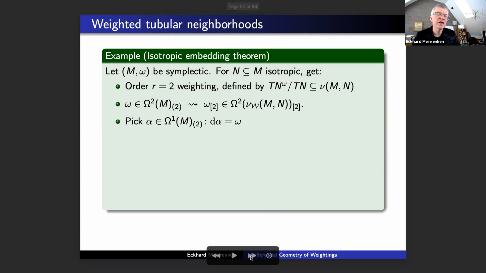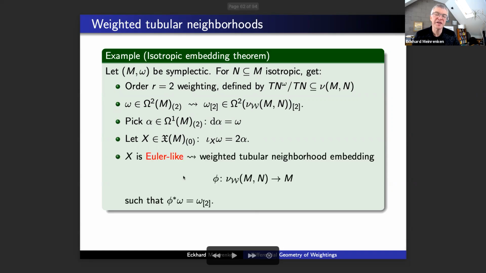Now what you can do is you can choose a primitive of the symplectic form defined near n, not globally, but near n. So I'm cheating a little bit here, which is of filtration degree 2. And then, using the symplectic form, you can define a vector field, which if you count filtration degrees, will have filtration degree 0. And checking, for example, in local coordinates or just linearizing this equation, you find this vector field is Euler-like. So it defines a tubular neighborhood embedding.